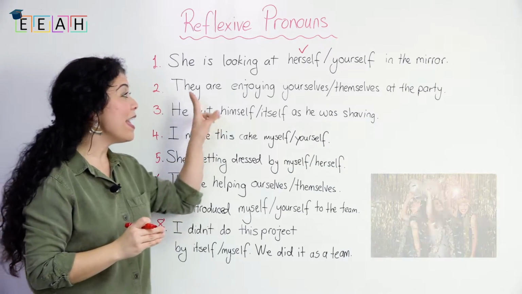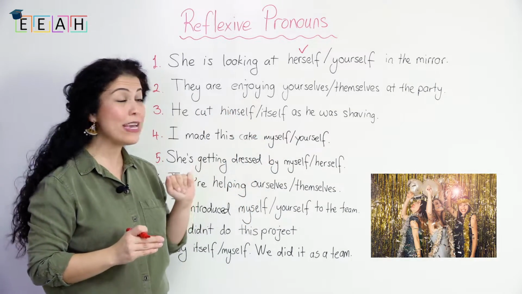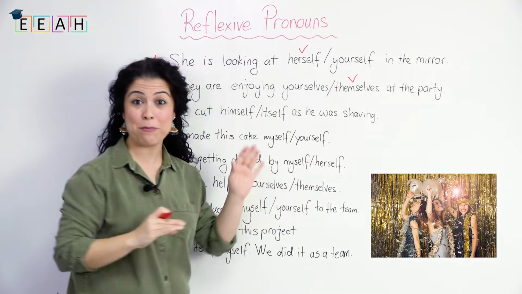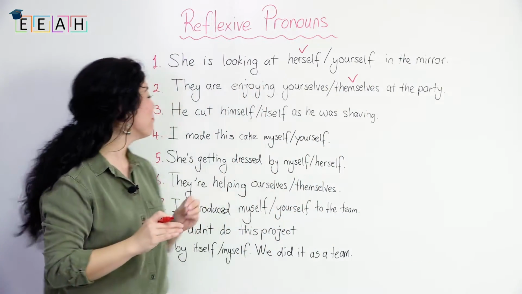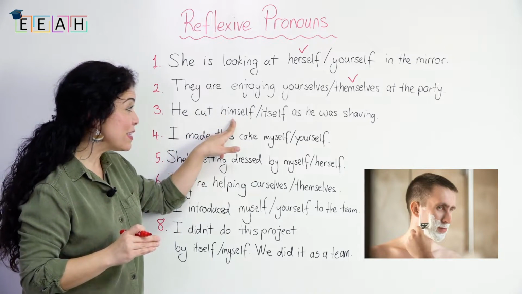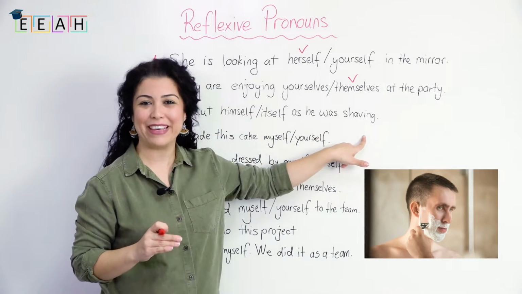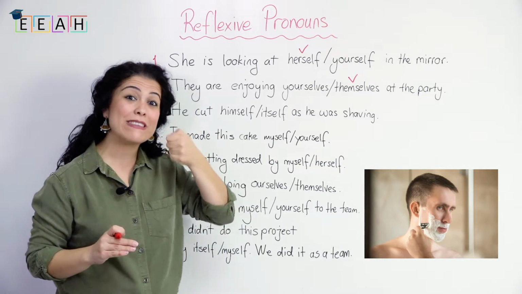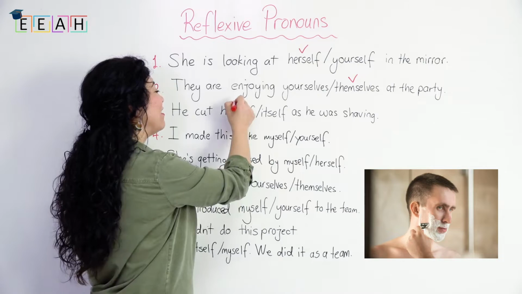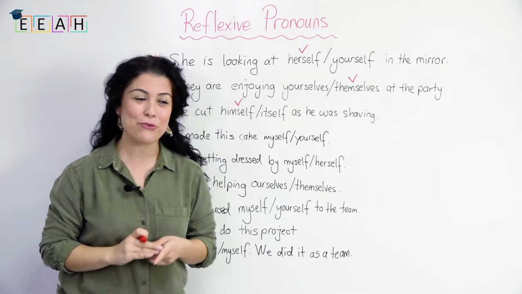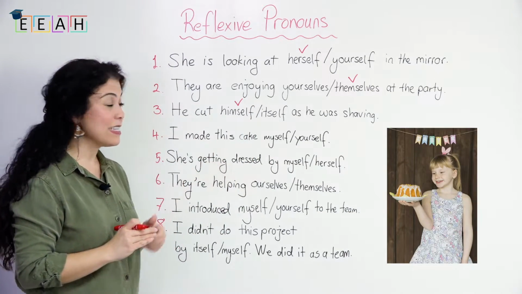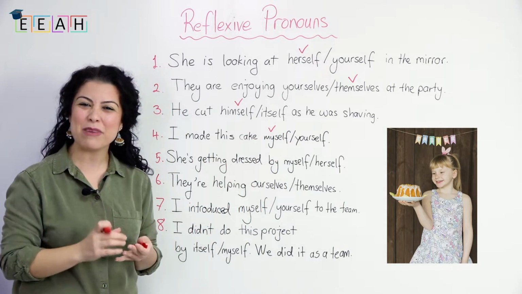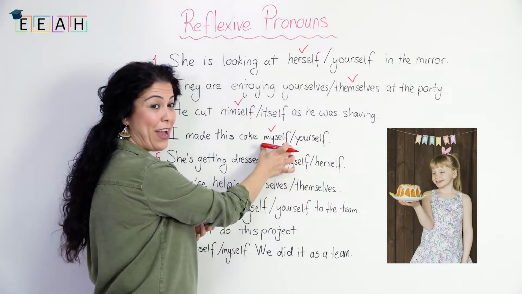Number two, they are enjoying themselves. Very good. Themselves at the party. Number three, he cut himself as he was shaving. Yes? So he is the one doing it and he's the one who is affected. He cut himself. Number four, I made this cake myself. So here I am making the meaning stronger with the reflexive pronoun.